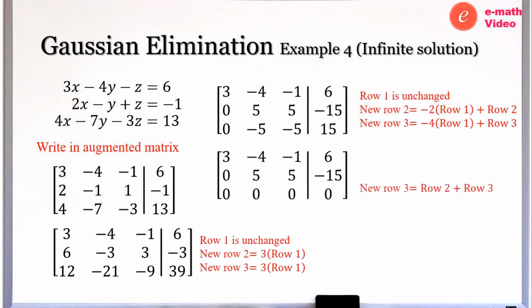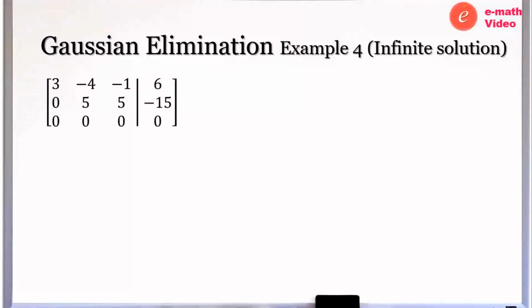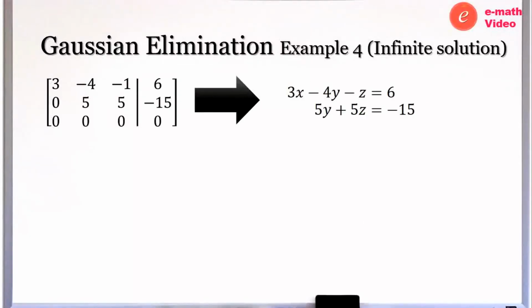Add them together and we can stop here, because this row means 0x plus 0y plus 0z equals to 0, which is true for all x, y, and z. Convert that to equation form. We only have 2 equations now. No matter what, our solution will contain at least one variable. Let's say we do it in terms of z. Let it be equation 1 and equation 2.